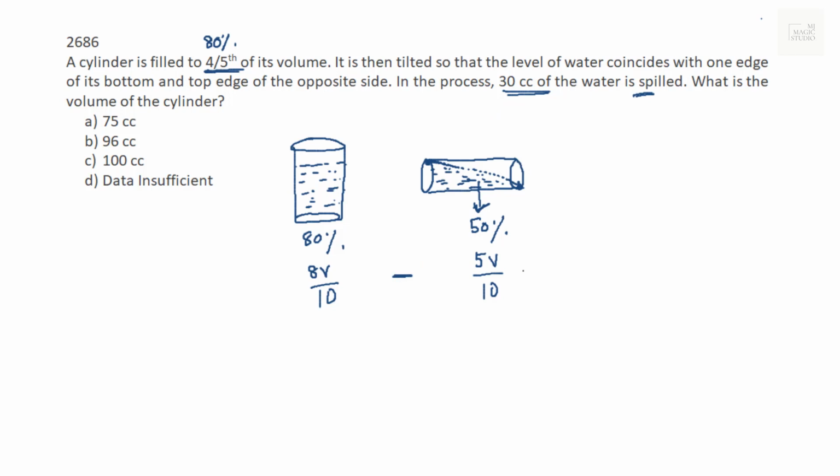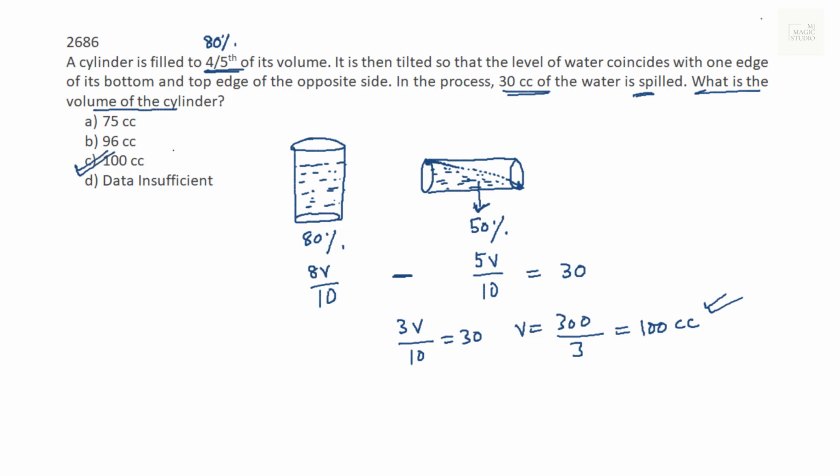That means 8V by 10 minus 5V by 10 is 30. That means 3V by 10 is 30. The volume of the cylinder is 300 by 3, that is 100 cc. The question also asked, what is the volume of the cylinder? Volume of the cylinder is 100 cc. That is in option C.